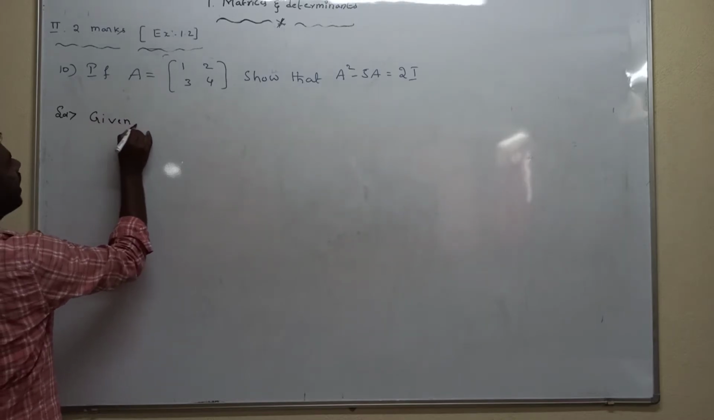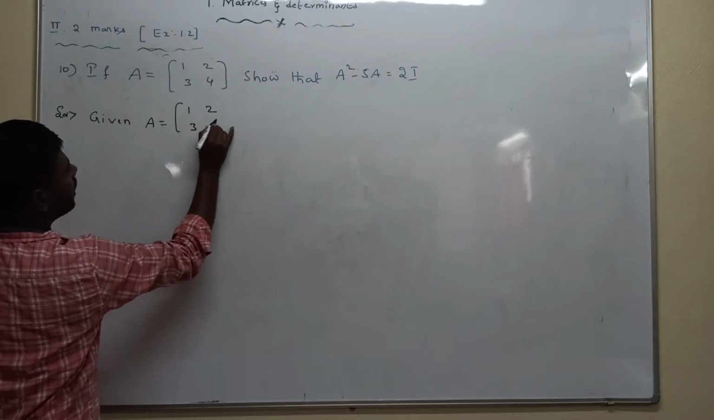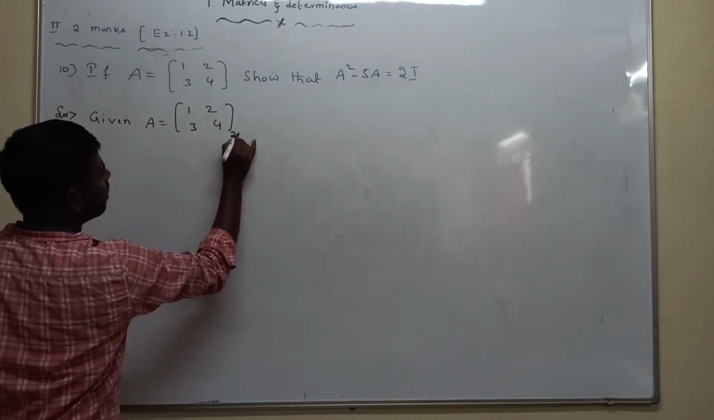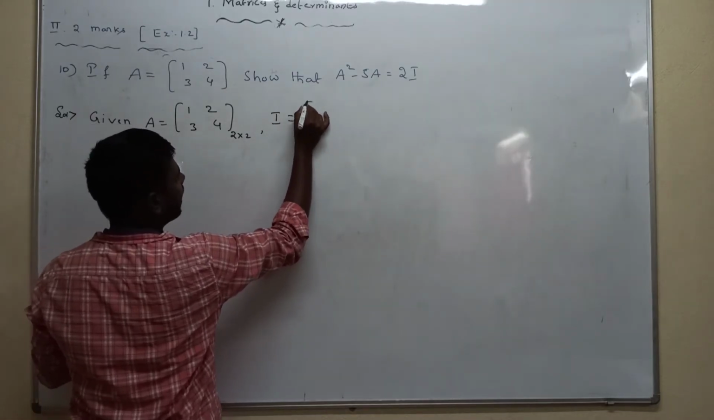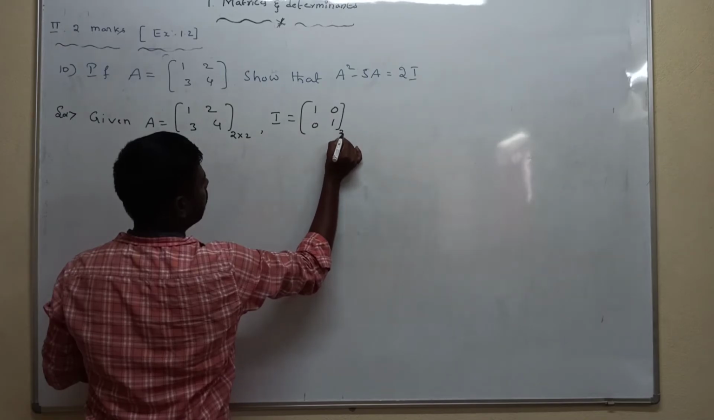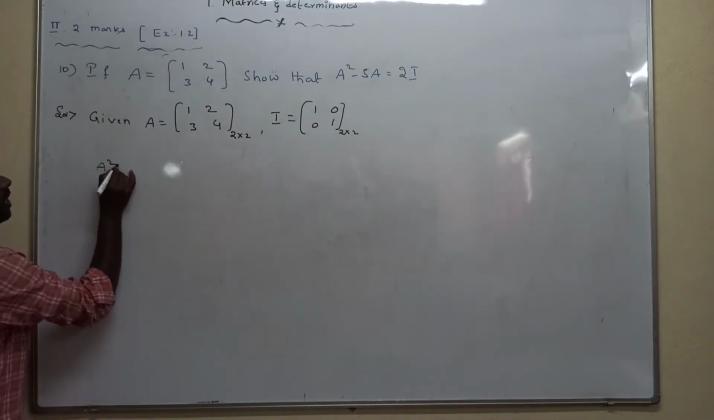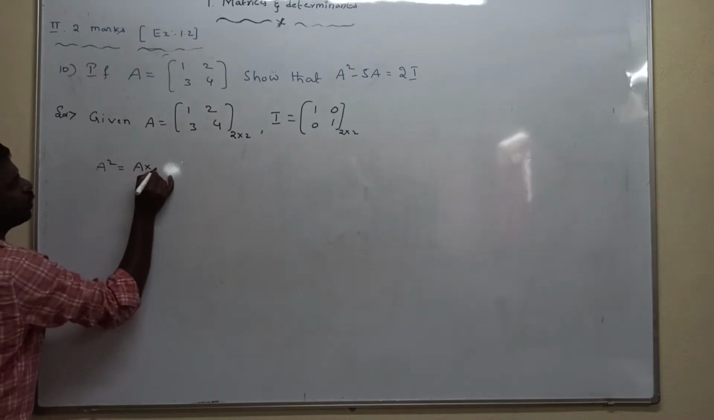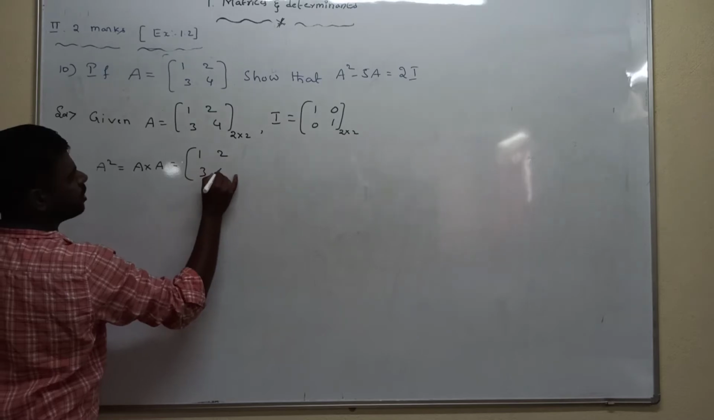Given capital A is equal to 1 2 3 4. So A is a matrix of order 2 by 2. That's why I am taking the identity matrix also as a 2 by 2 matrix, 1 0 0 1. First we need to calculate A square. So A square can be written as A into A. Now substitute the matrices 1 2 3 4.